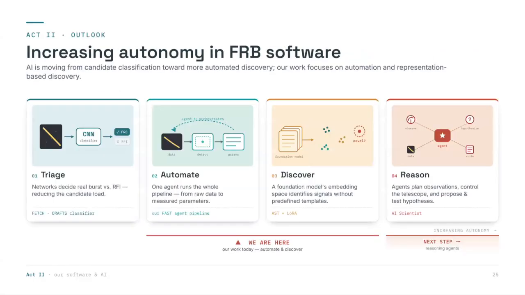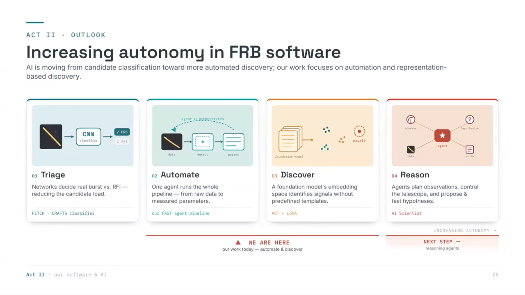So putting this piece together, I think there are four levels for AI in radio transients. The first level is triage. A network decides whether a candidate is an FRB or RFI, and FETCH and Draft classifier are examples. And the second level is automation. A workflow runs from raw data to measured parameters. This is the role of Drafts and Plus after.